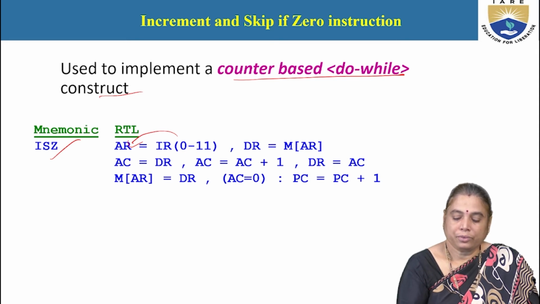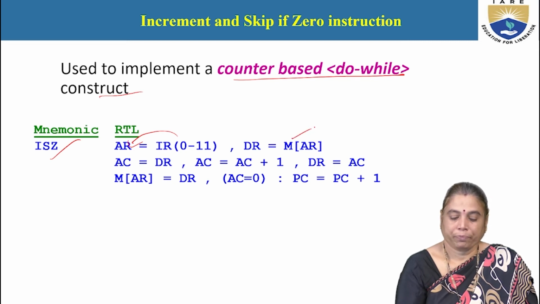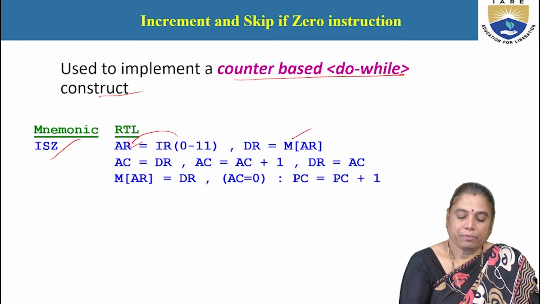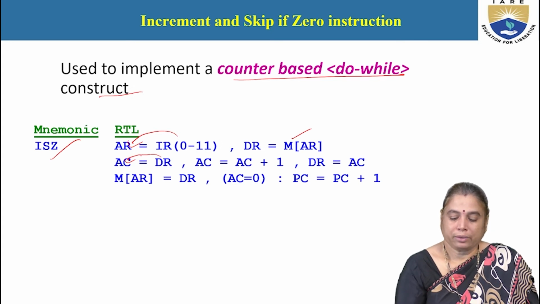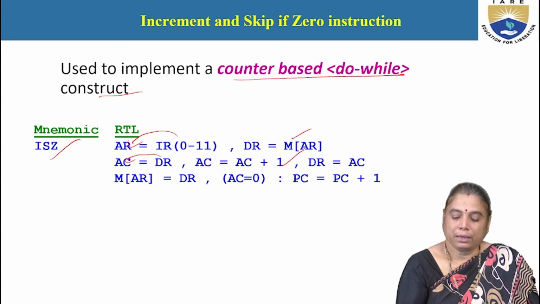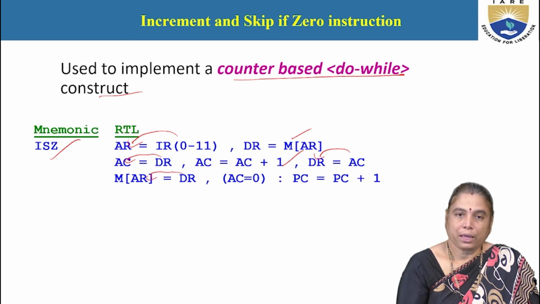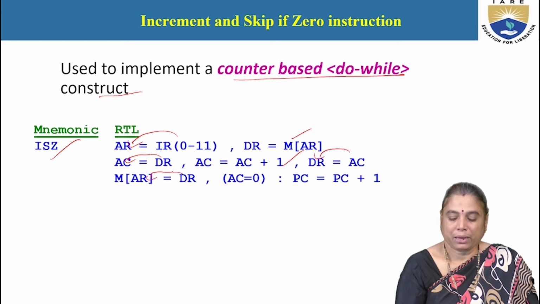The data register contains the data value pointed to by AR from the memory. The data register value is moved to the AC. AC is incremented by 1. Then the AC value is moved to the DR, and DR is moved to the AR-specified location of the memory.